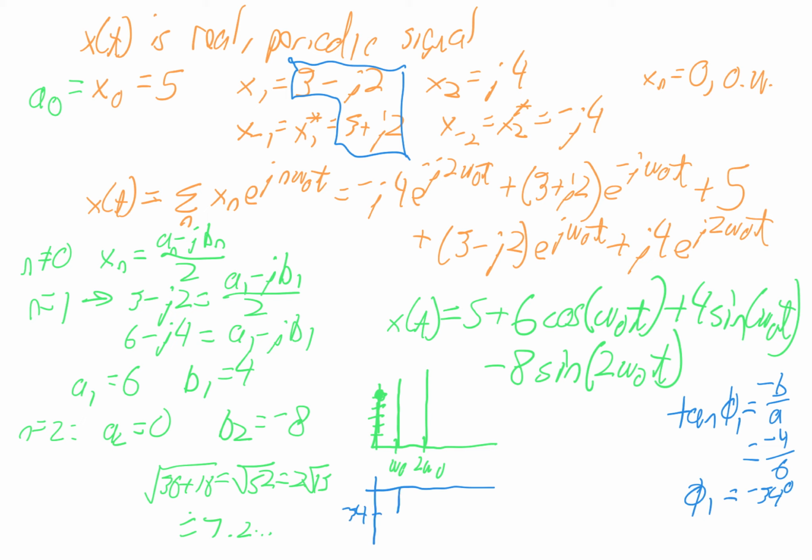So we have that component at omega naught. And then we do similarly for the component at twice omega naught, and that one will be plus 90 degrees. So that is the one-sided amplitude phase spectrum.